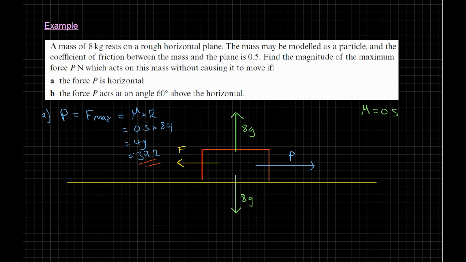So for example, if P was 39.3, the box would start accelerating to the right because it would have a resultant force going to the right. Okay, likewise P is 40, P is 41, and so on. Okay, the moment P exceeds 39.2, remember the F is still going to be 39.2 because that's the maximum value it can be. Okay, right, all right, let's take a look at part B then.